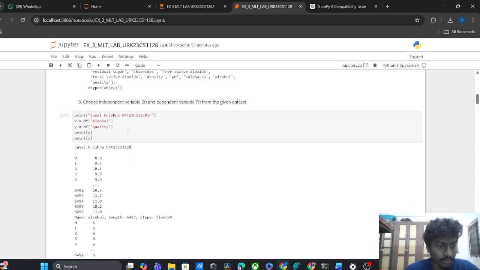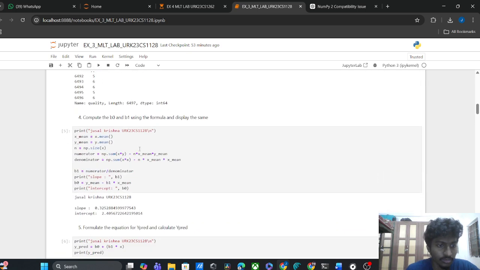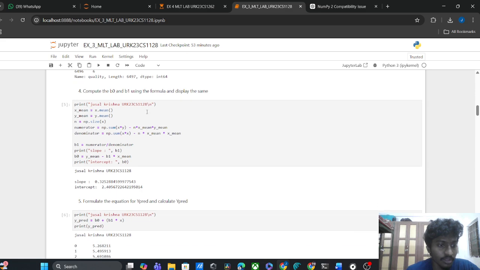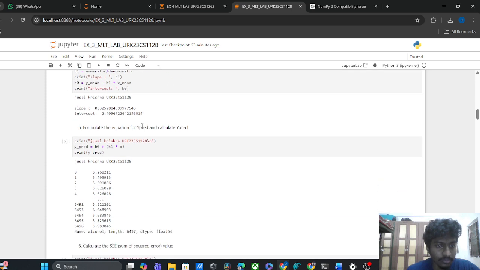Then for the next one, we are predicting Y using the regression equation b0 plus b1x. We calculate the predicted values called Y predict. These values represent the predicted wine quality based on alcohol content.